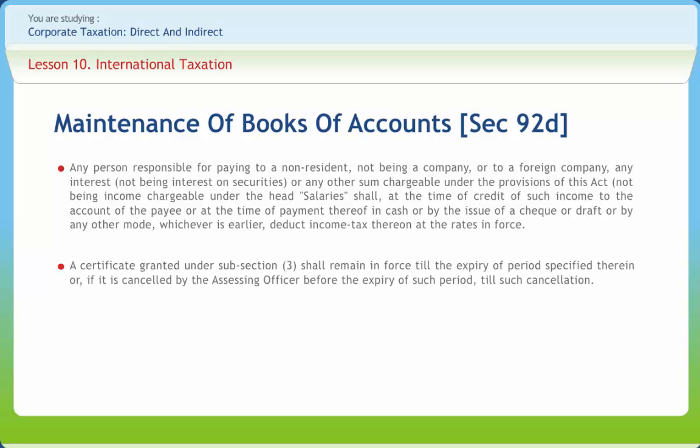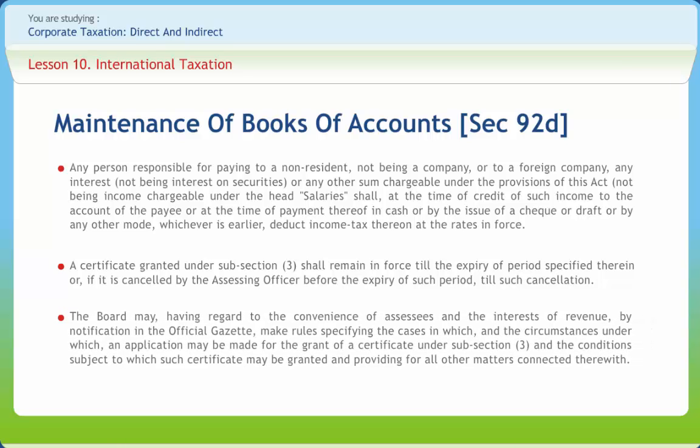A certificate granted under subsection 3 shall remain in force till the expiry of period specified therein, or if it is cancelled by the assessing officer before the expiry of such period, till such cancellation. The board may, having regard to the convenience of assessees and the interest of revenue by notification in the official gazette, make rules specifying the cases in which and the circumstances under which an application may be made for the grant of a certificate under subsection 3 and the conditions subject to which such certificate may be granted, and providing for all other matters connected therewith.